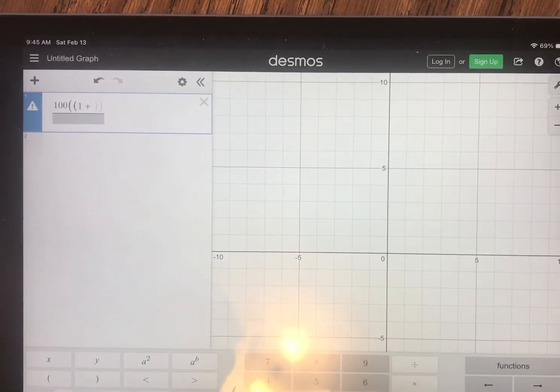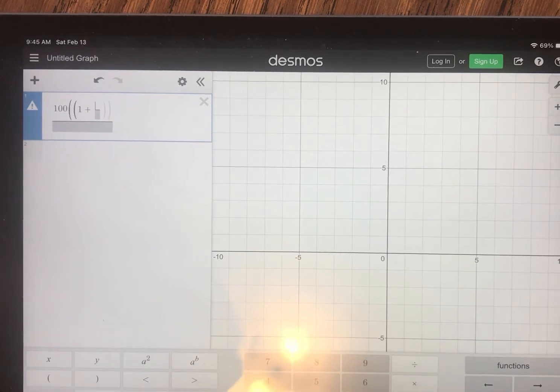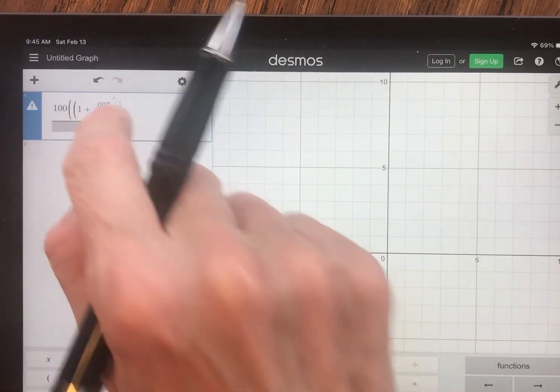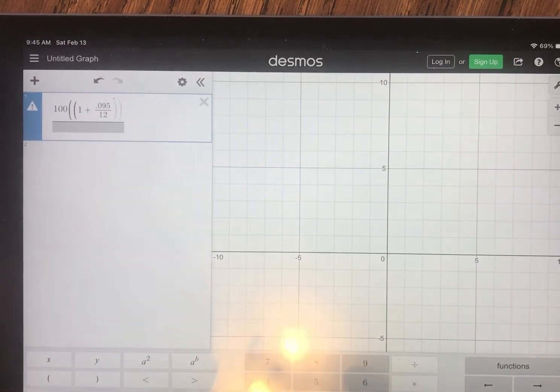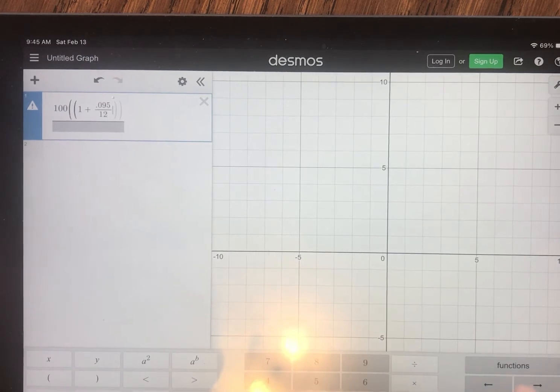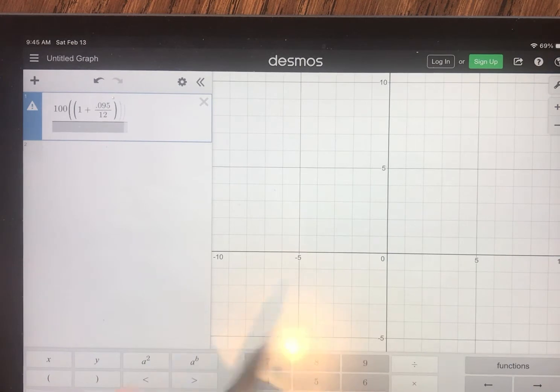1 plus, well, the next thing is a fraction, so I'll press the division key. 0.095, which is 9.5% as a decimal, over 12. And then I will come to the right and I'll close that parenthesis. And then I'll use my exponent and I'm going to say 12.